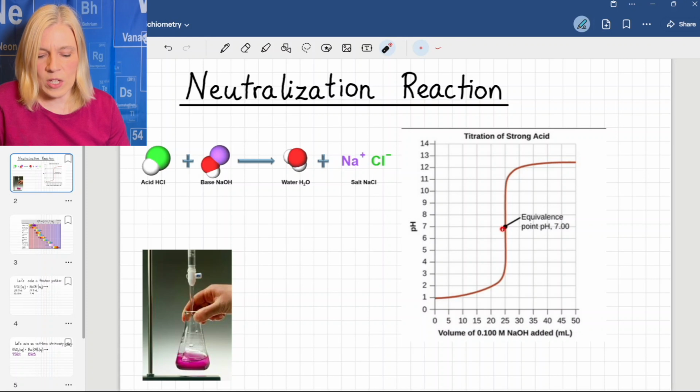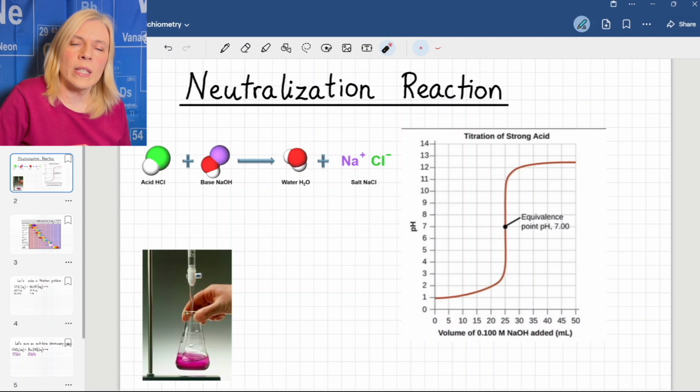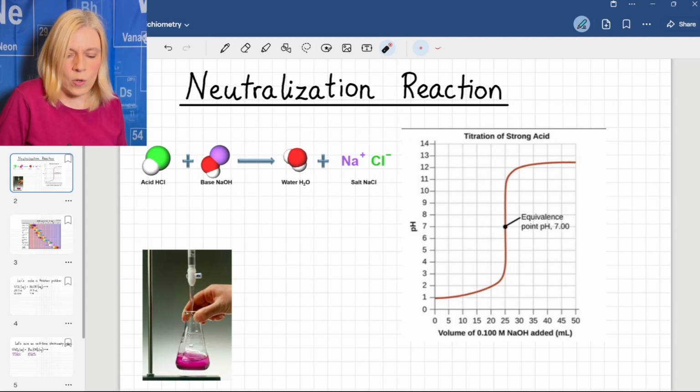Neutral water, so pH will be 7. Now, if we keep going and just keep adding the base, that will be excess. We can keep going and increase the pH. So keep in mind, one acid, one HCl, plus one base will make water. How do you know when we are done?